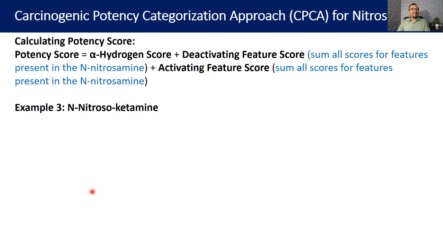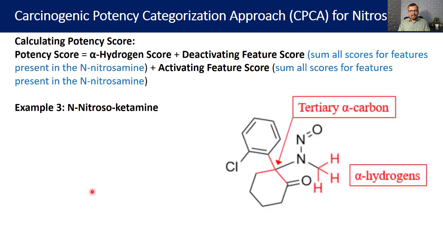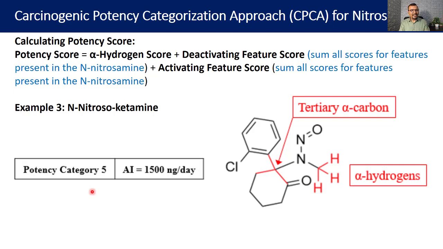The third example is N-nitrosoketamine. Here is the structure of N-nitrosoketamine. The important feature is the presence of tertiary alpha carbon and the presence of hydrogens on the alpha carbon. But if you remember our flow chart, you must realize that if there is an alpha carbon which is a tertiary carbon, in that case, your compound straightforward falls under the potency category 5, and you can avail the acceptable intake of 1500 nanograms per day.